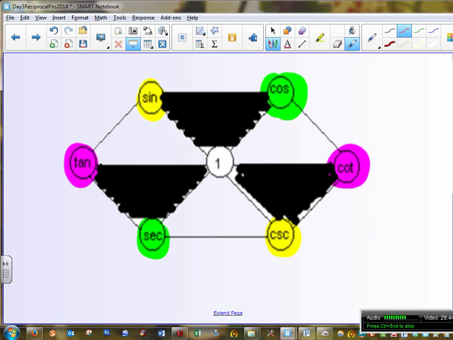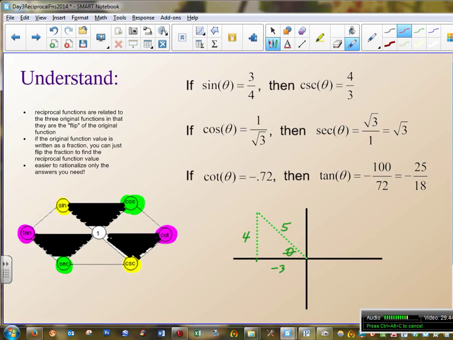So committing this to memory will be very handy for you. Either this or using your Inspire if you always have one with you, that'll help. But again, there are lots of other relationships in here that we haven't talked about yet that we'll be using this for. So let's move on to a couple of things in understanding.